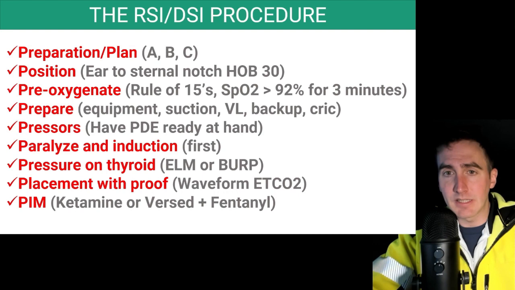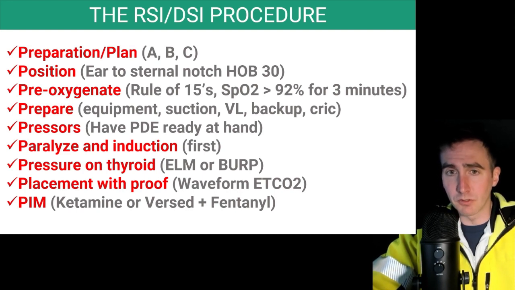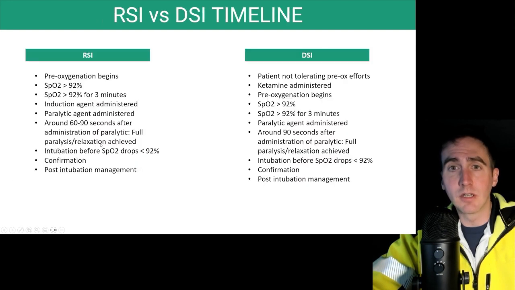Then the next P stands for paralysis with induction. Induction comes first. Then pressure on the thyroid. I want my partner, my RSI assistant, having their hand on the thyroid, ready to perform external laryngeal manipulation. And then we proceed with placement and proof. So placement of the endotracheal tube and waveform capnography is the gold standard. And then comes post-intubation management.